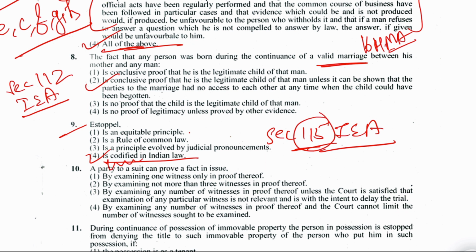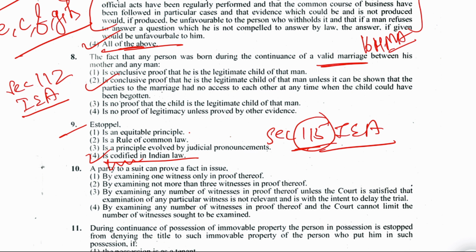Next is question number 10. A party to a suit can prove a fact in issue by examining one witness only in proof thereof. Option number 2, by examining not more than 3 witnesses in proof thereof. Option number 3, by examining any number of witnesses in proof thereof, unless the court is satisfied that the examination of any particular witness is not relevant and is intended to delay the trial. And option number 4, by examining any number of witnesses in proof thereof, and the court cannot limit the number of witnesses sought to be examined.